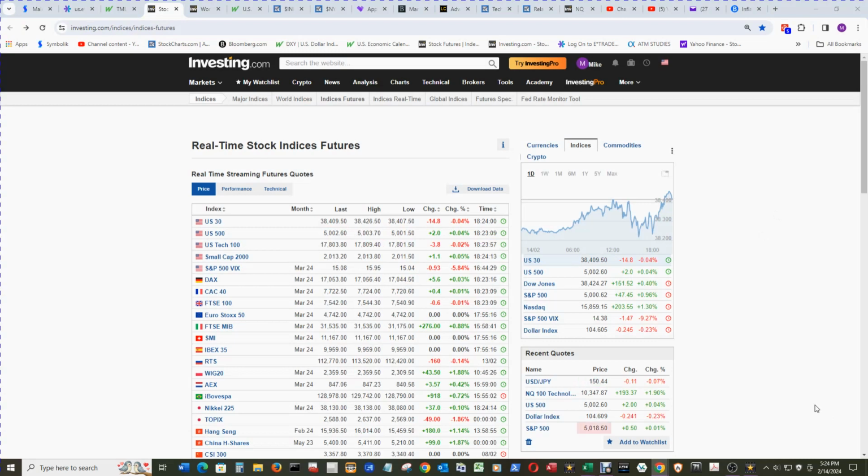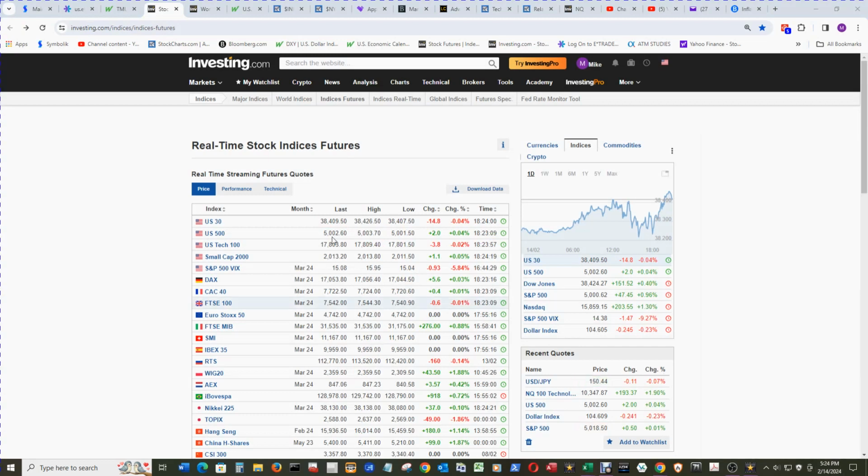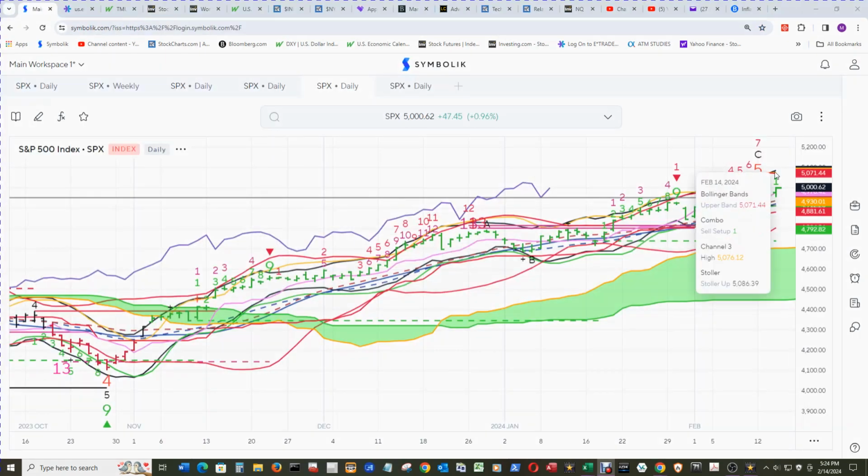And price in the aftermarket hours on the 14th at 5:24 p.m. Central Time is 5003. And all three of the bands are quite close together. There's the upper Stark band, 5086, the Channel 3 high, 5076, and the Bollinger Band upper band, 5071.